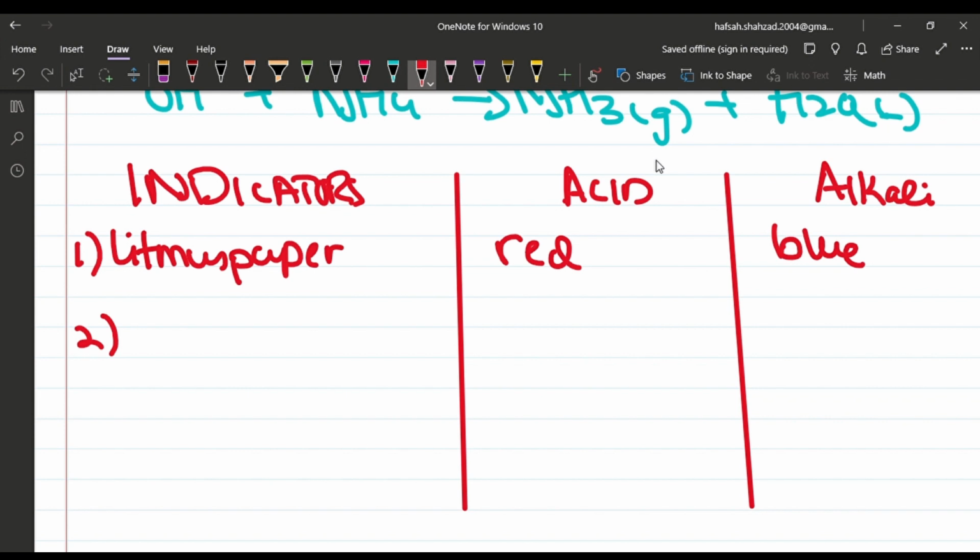So if we know that this compound is an acid, now we want to know what type of acid that is, like if it's a strong acid or if it's a weak acid. So for that matter, we will be using universal indicator because they have a different range of colors, and depending on the strength of your acid, those colors will be shown in aqueous solution. So universal indicator.